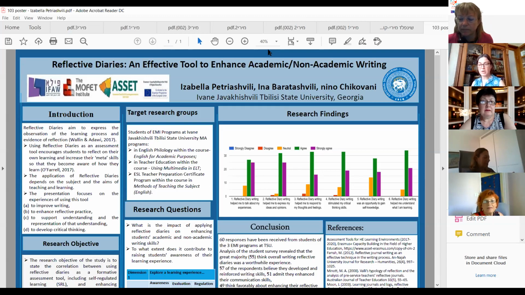In particular, much more focus was made on written homework assignments that in our case took the form of reflective diaries. At the Department of English Philology at our university, MA students were encouraged to submit their written responses to the assignments as feedback in the form of reflective diaries.